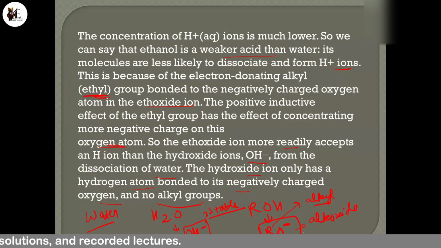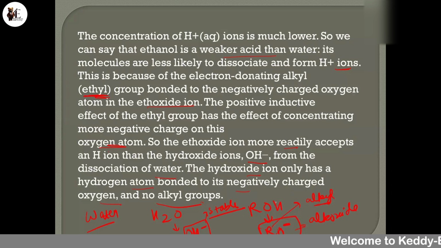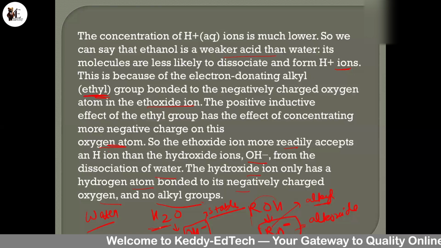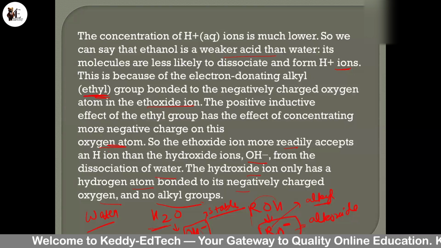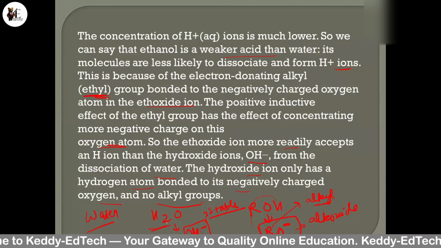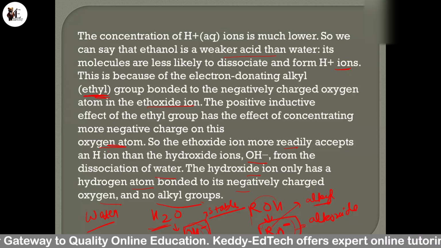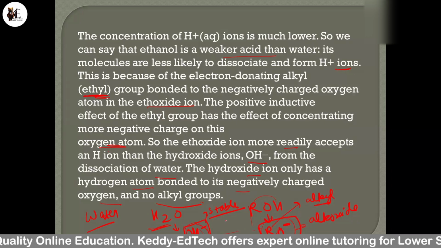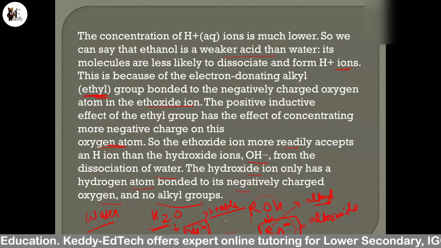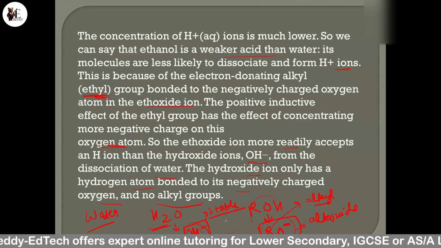So what does it do? It readily accepts a proton and becomes ROH. And the tendency to accept a proton is acidic or basic? Basic. The tendency to accept a proton is basic. That's why it behaves as a base. While if we talk about acidity, H2O is more acidic than ROH because of the stability of their conjugate bases. Conjugate bases means when we lose the acidic hydrogen, we have OH- ions and RO- ions. So we see the stability of these two ions. Is it clear?